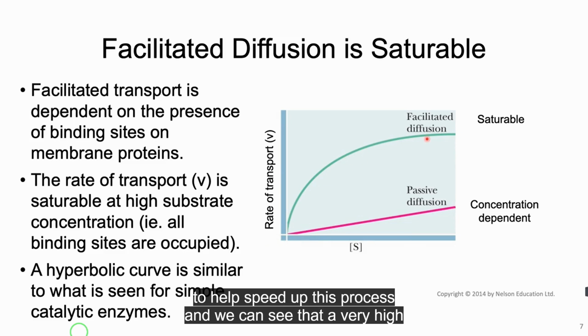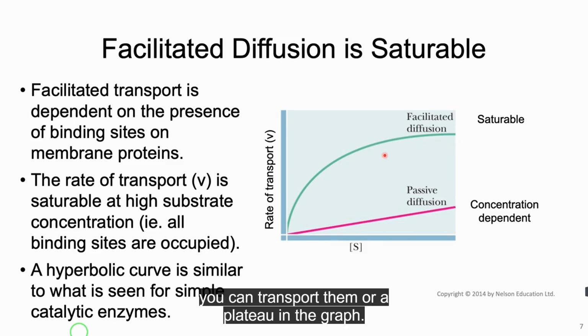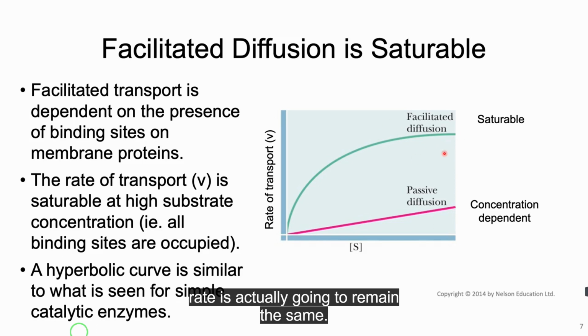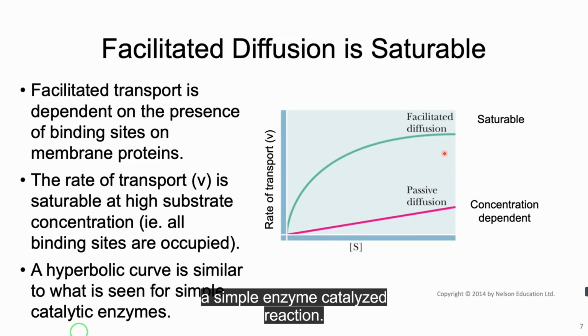It's not until you have integral membrane proteins that are going to help speed up this process. And we can see that at very high concentrations, there's actually going to be a limit to how fast you can transport them, or a plateau in the graph. So we do see this hyperbolic curve where you get to a point where if you add in even more of those molecules, the transport rate is actually going to remain the same. And we're going to see this is similar to what you'll see for a simple enzyme catalyzed reaction.